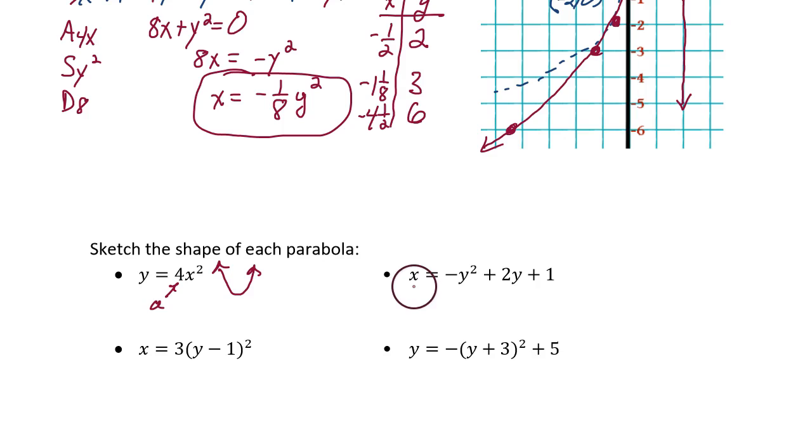This time it's the letter x that's alone, and it's the y that's squared. So it's the kind of parabola that's on its side. And because this is negative, the parabola opens to the left. What do you think this next one here is? This one has the letter x alone. It's the y that's squared, so it opens sideways, but this time a is positive. So the parabola opens to the right.